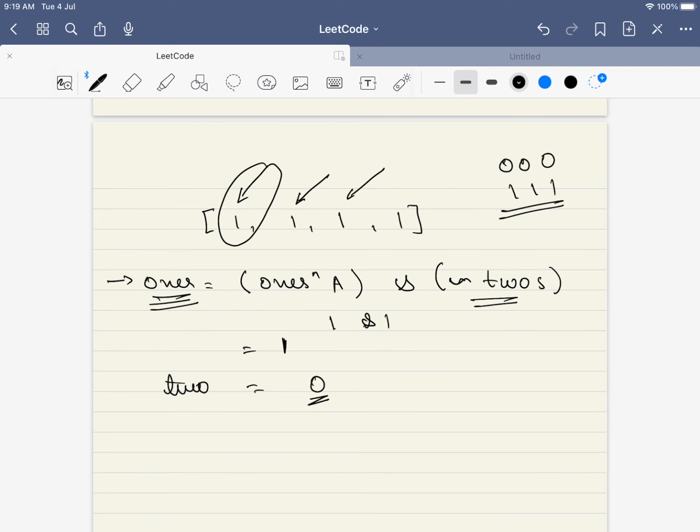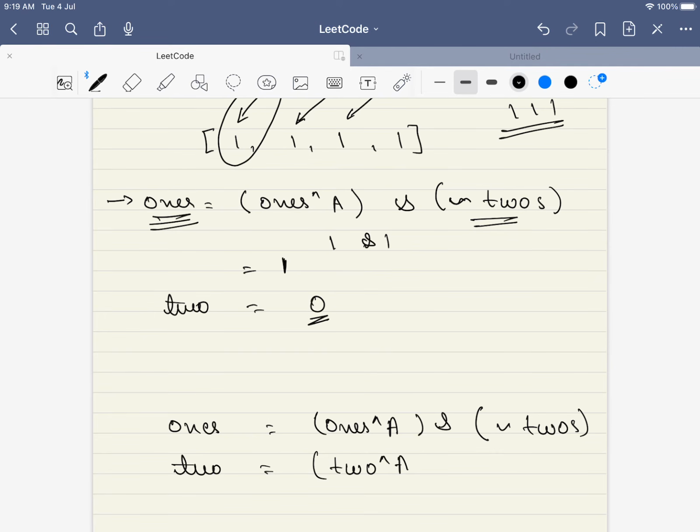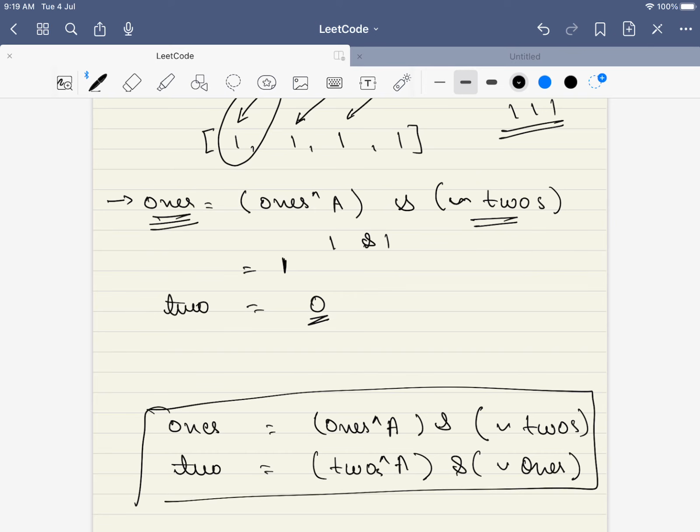So the two operations that we will be doing here is these two operations. Ones is equal to ones XORed with the number and negation of twos. And what will twos be equal to? We will XOR it with the number, but on the other hand, again we have to check this is not present in ones. So these two are the main operations that we'll be using.